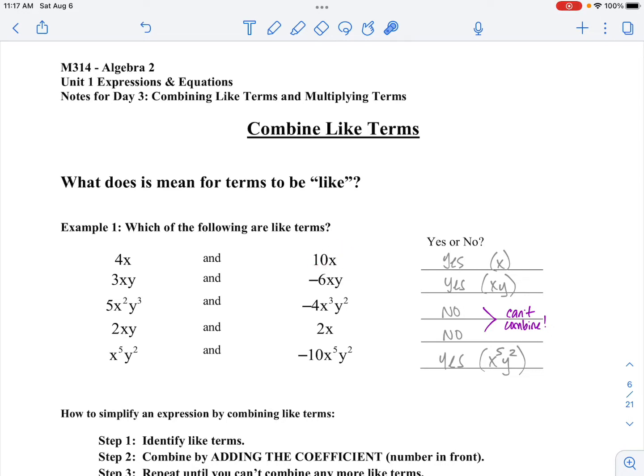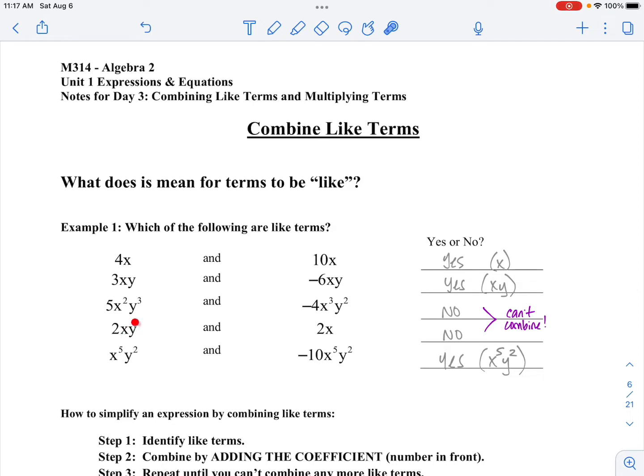So the next one, 3xy and negative 6xy, those both have xy's in them. So yes, they are the same. This one is x squared y to the third. This one is x to the third y squared. Those are different. This is like an apple and this is like an orange. So those are not like terms.